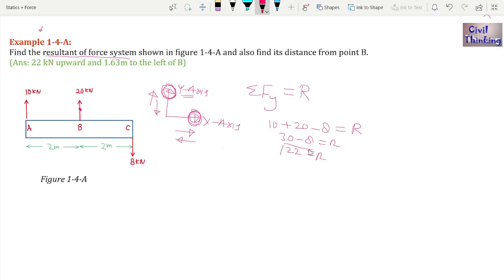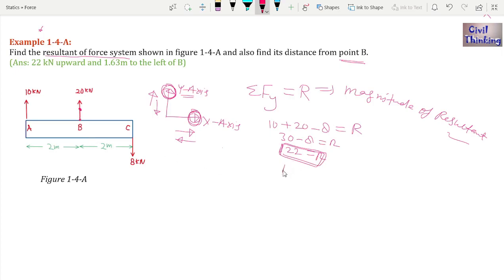Now 30 minus 8 is 22. So this step gives us the magnitude of resultant. We get the resultant to be 22 kilonewton. Now the second part of the question is to find its distance from point B. This is the point B. We have to find the distance of this resultant from point B.